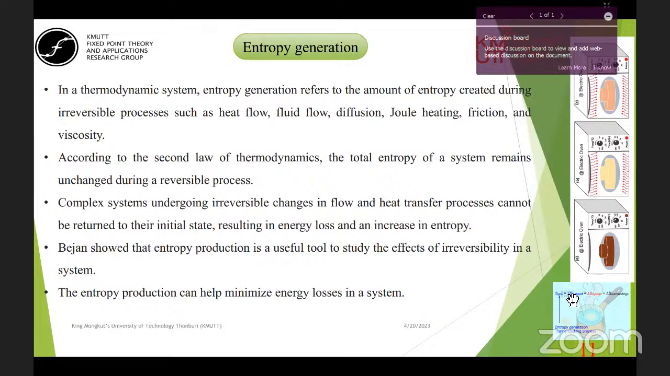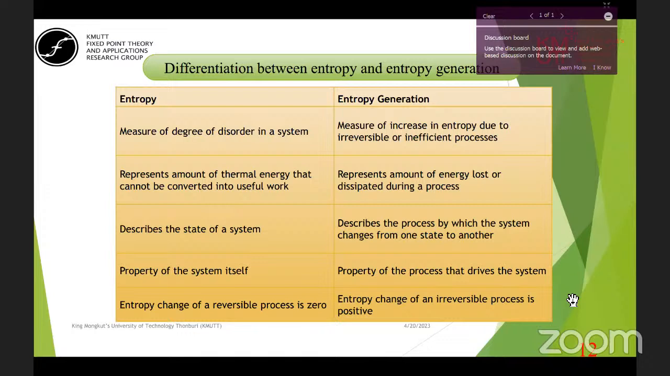This is the main difference between entropy and entropy generation. Entropy measures the degree of disorder in a given system, but entropy generation measures the increase in entropy due to irreversible or inefficient processes. Entropy represents the amount of thermal energy that cannot be converted into useful energy, while entropy generation represents the amount of energy lost or dissipated during a process. Entropy describes the state of a system, while entropy generation describes the process by which the system changes from one state to another.